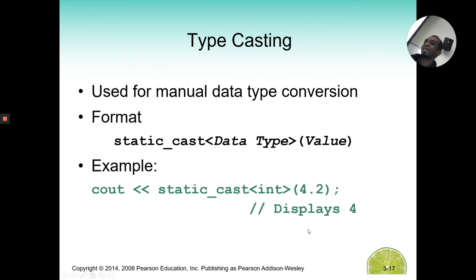We have what's called typecasting, used for manual data type conversion. The format is static_cast, then whatever the data type is, and then the value. An example of that would be cout static_cast int 4.2. So we are converting this into an int. 4.2 is a float, so we're converting it into an int, and it becomes 4. In Java, you don't have to do this part. You just say int and then put the number.